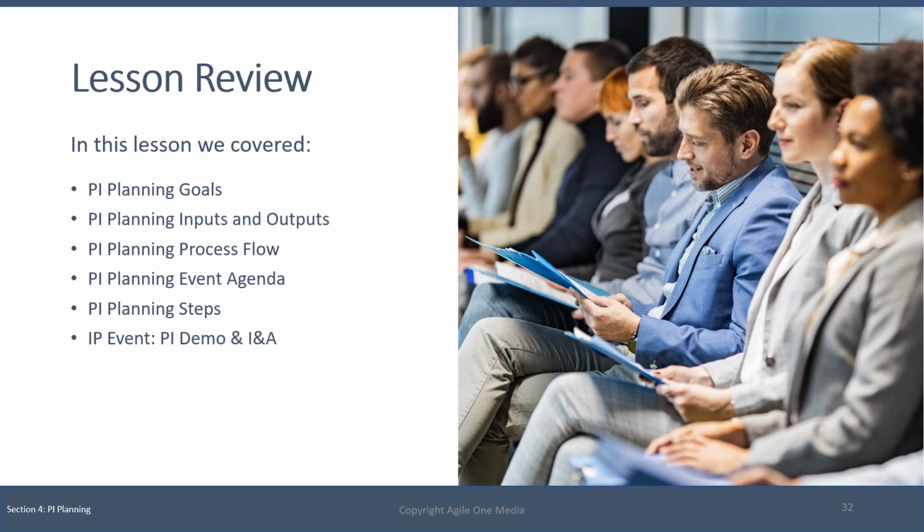And this concludes section 4, in which we covered, first of all, PI planning goals. We looked at the inputs and outputs into the PI planning event. We looked at the basic process flow, and then we walked through the event agenda in detail, going step by step through each item on the agenda. We spent a bit of time on the IP event, the innovation and planning event, and specifically we focused on the PI demo and how that is used as input to the Inspect and Adapt workshop.